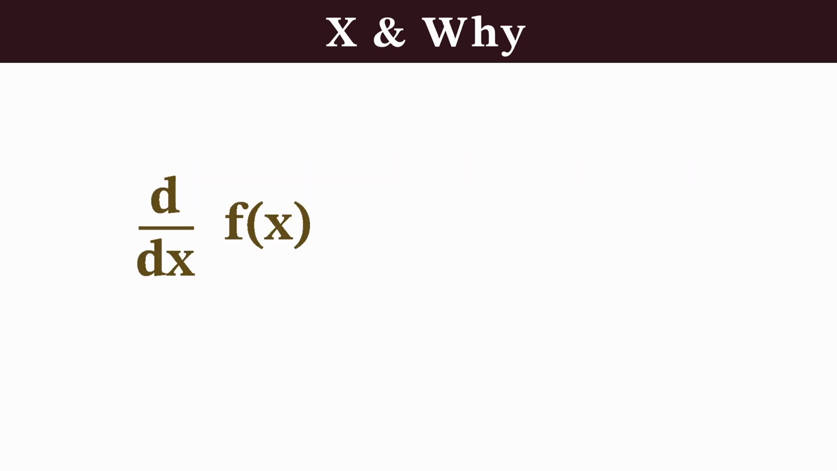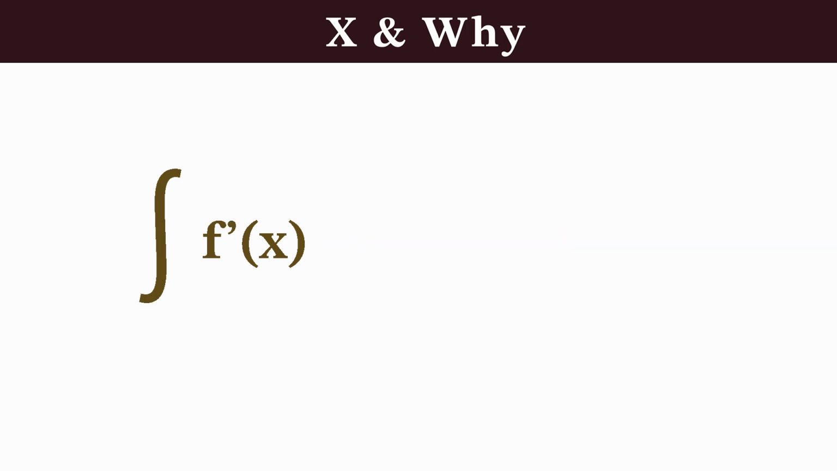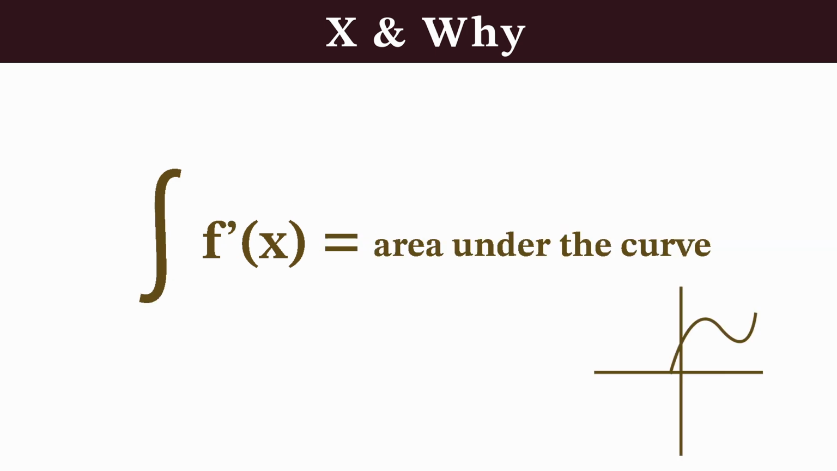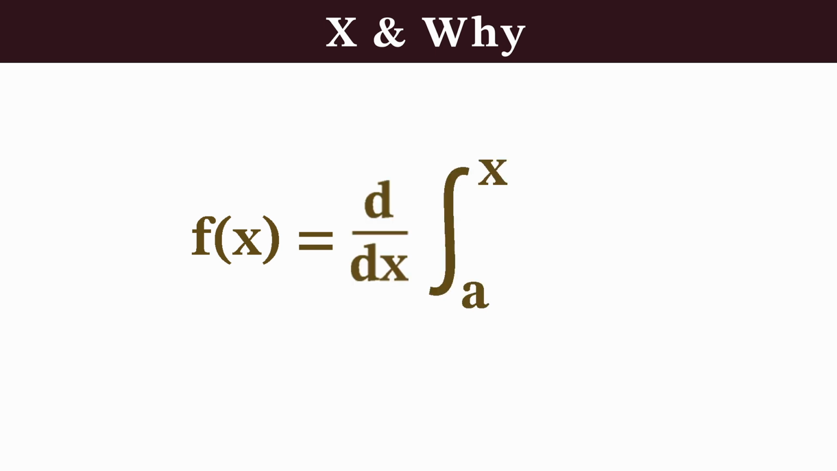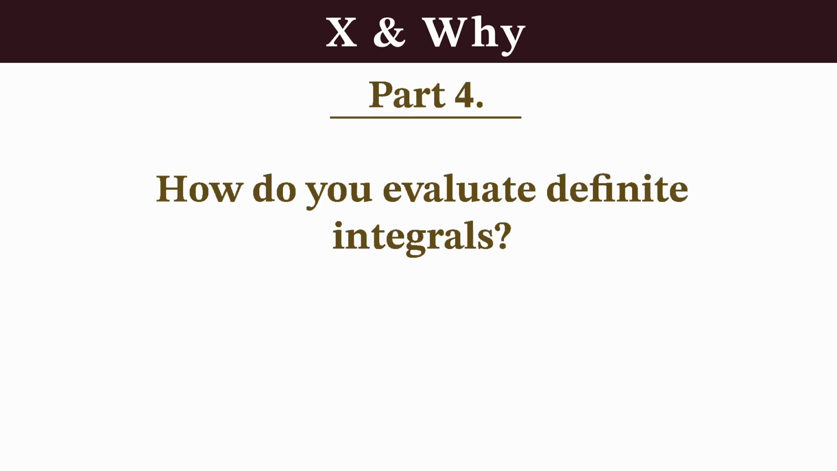Differentiating calculates a function's slopes or rate of change at each point in time. Integration calculates the area under a function on a graph. The theorem is represented by this equation. The original function f of x is equal to the derivative of the integral from a to x of f of t dt.